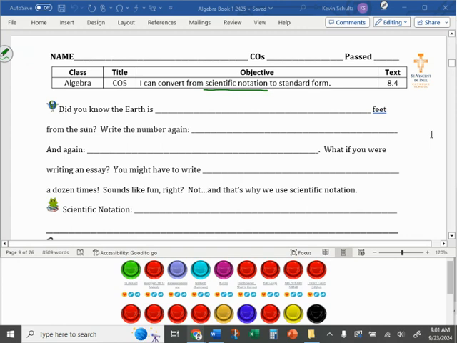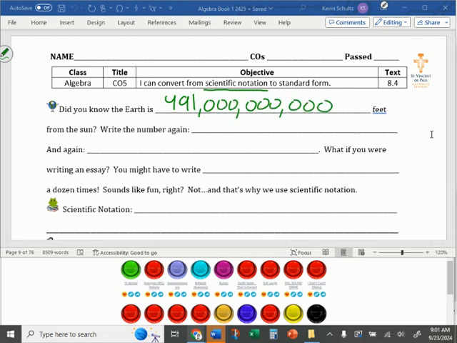Because if we're talking about how far the Earth is from the Sun in feet, it is 491 billion feet, approximately, from the Sun. Okay, so go ahead and write in there 491 billion feet from the Sun. And we're going to write that number again. 491 billion.